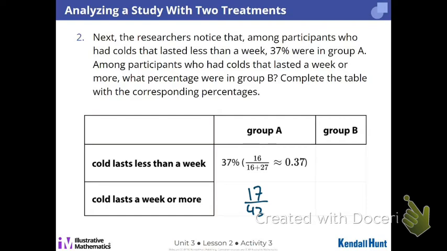Oh, never mind. Okay. If we're going out of 43, where do we get the 43 from if we're doing columns? We're doing rows. Oh. 16, 27. That tells us it's the row. Okay? So then I've got, well, I didn't do this one right. I just went column there on accident. So if we're doing rows, group B is going to be 27 out of 43.